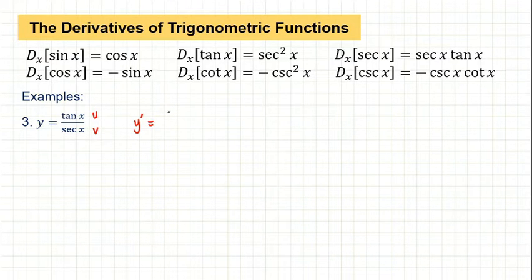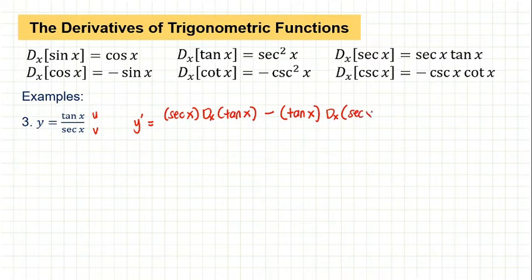So v is secant. So we have secant x times derivative of u, which is tangent x, minus u, tangent x, derivative of v. So we have derivative of secant x, all over, we have secant squared x. So you square the denominator.